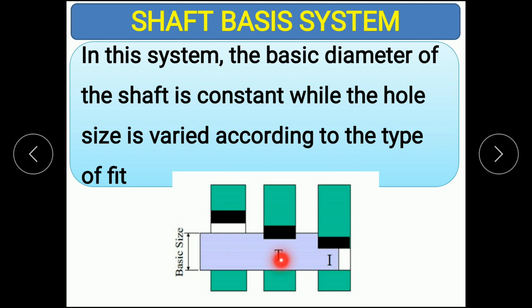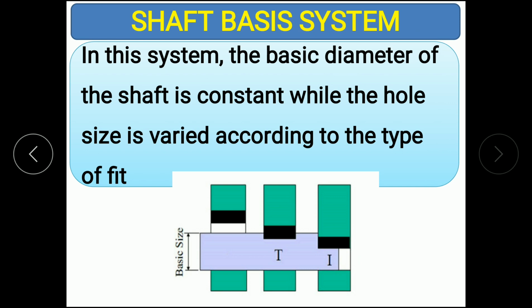Here the hole dimension is provided for a clearance fit. Here the hole dimension is provided so that it will have the transition fit, and here the hole dimension is provided so that it can have the interference fit. This type of fit is normally not preferred. The shaft basis system is normally not preferred, but in some applications, only a few, this type of fit is provided.